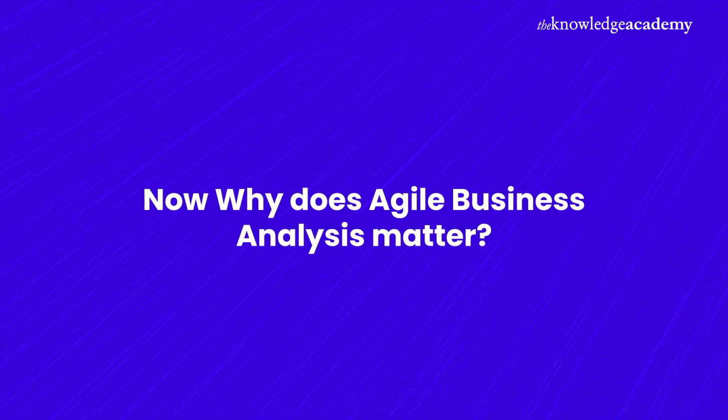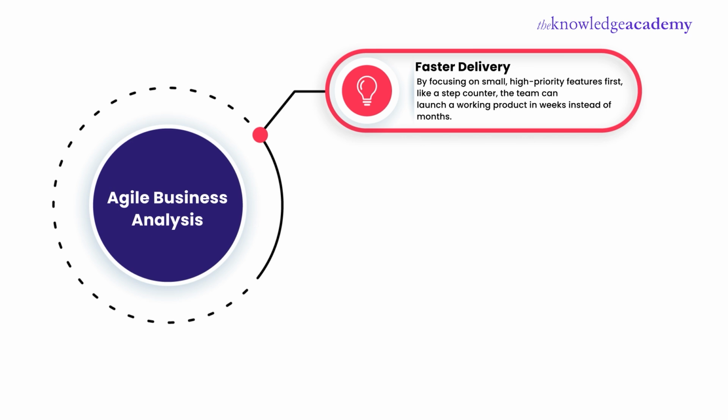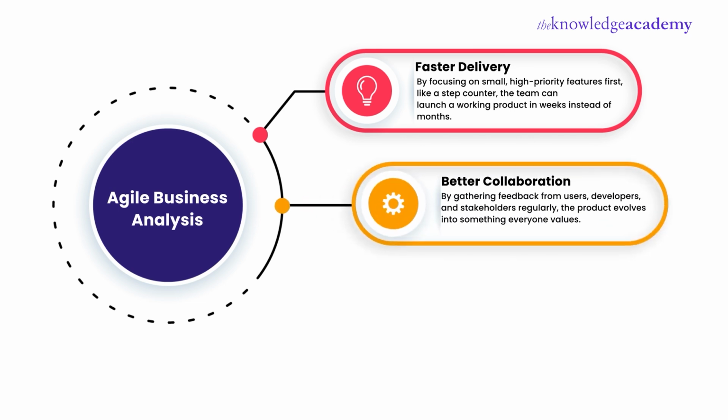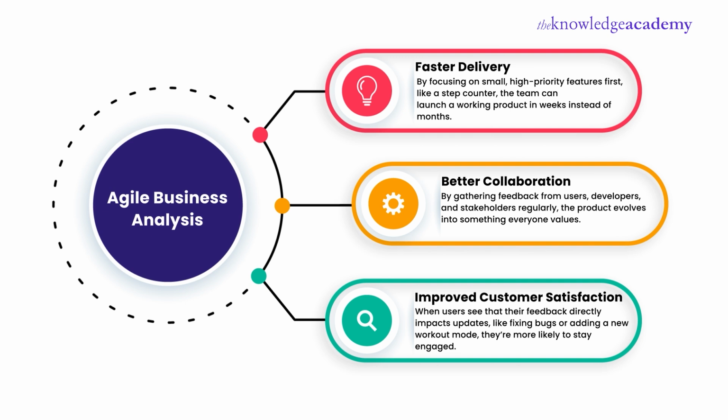Now, why does Agile Business Analysis matter? Let's take our fitness app example further. Faster delivery. By focusing on small, high-priority features first, like a step counter, the team can launch a working product in weeks instead of months. Better collaboration. By gathering feedback from users, developers, and stakeholders regularly, the product evolves into something everyone values. Improved customer satisfaction. When users see that their feedback directly impacts updates, like fixing bugs or adding a new workout mode, they're more likely to stay engaged.